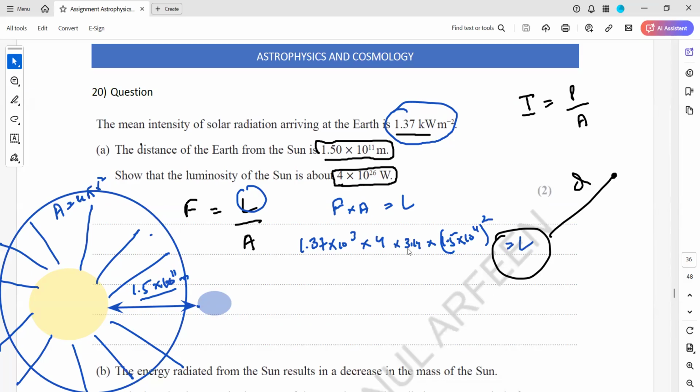Is it clear, this one? Luminosity and power have the same meaning, and flux, intensity or brightness have the same meaning. So this will be 3.87 × 10^26 and the unit will be watt, because luminosity is a power.